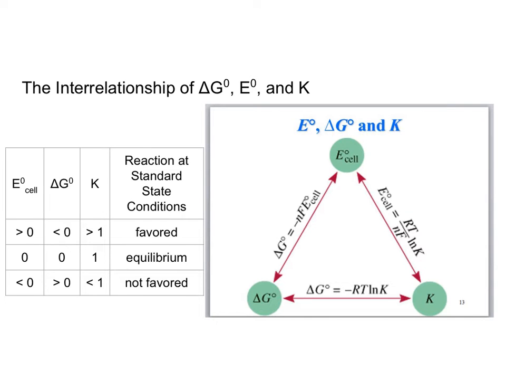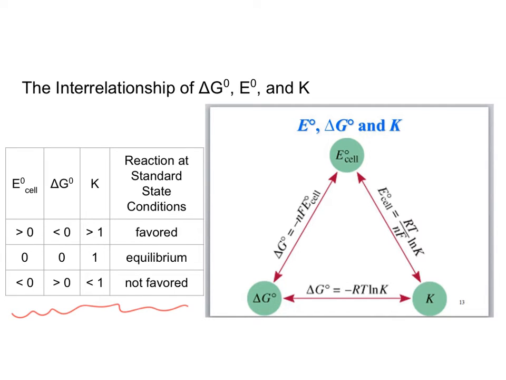Now, this interrelationship of change in free energy, the cell potential, and the equilibrium constant, this chart right here is a chart that you're probably going to want to memorize. These sets of formulas allow us to go from the cell potential to the equilibrium constant, or the equilibrium constant to change in free energy, or change in free energy to the cell potential. All of these equations could be used, but we're going to do one or two examples with them.